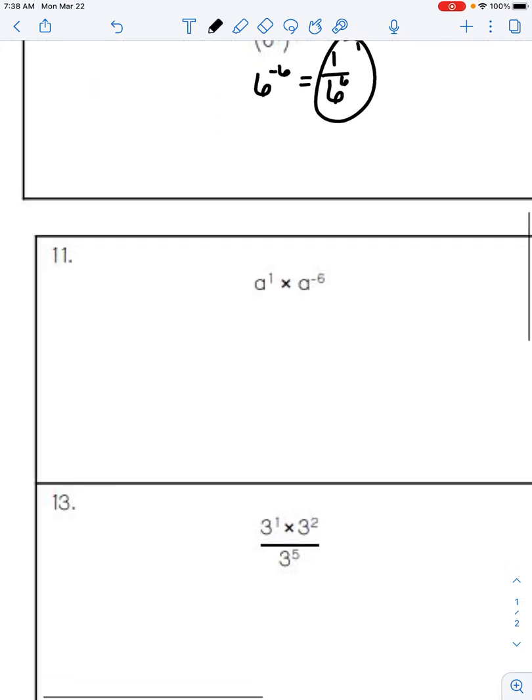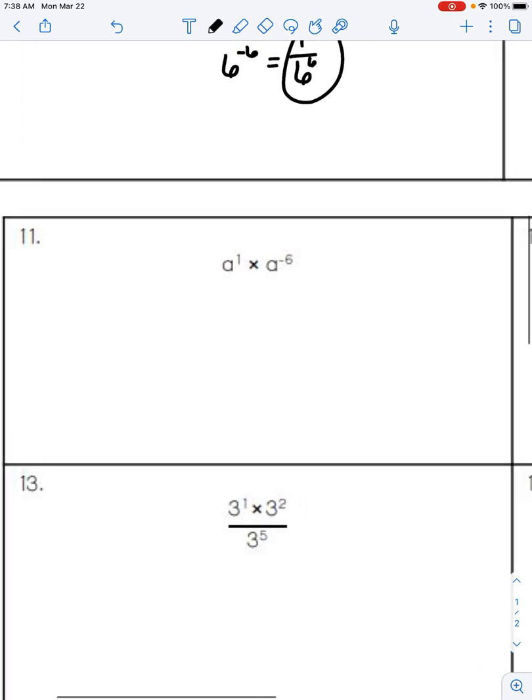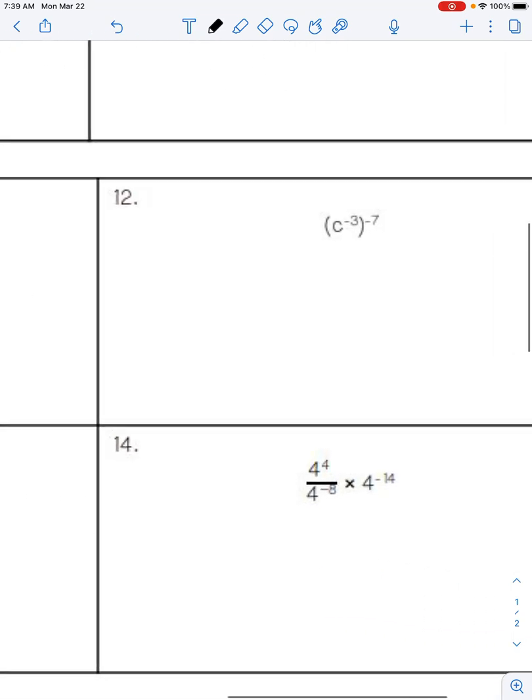Number 11, I see the product rule here. So the product rule says keep the base, add the exponents. So 1 plus a negative 6 simplifies to 1 minus 6, or negative 5. And to get rid of the negative exponent, I write the reciprocal of the base. So a becomes 1 over a, and negative 5 becomes positive 5. So your final answer is 1 over a to the 5th.